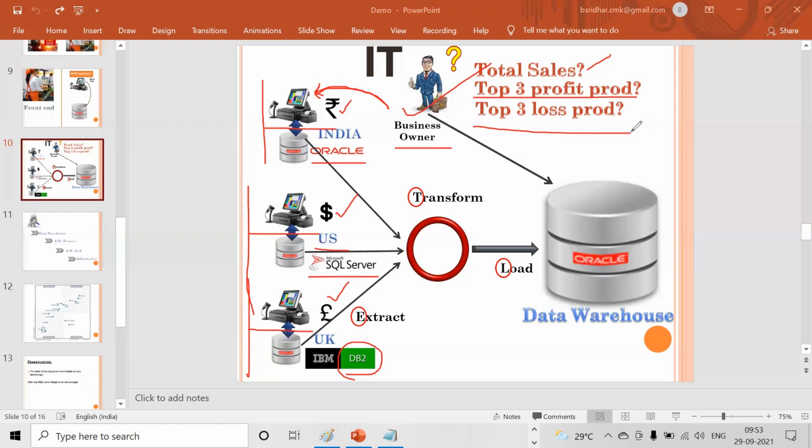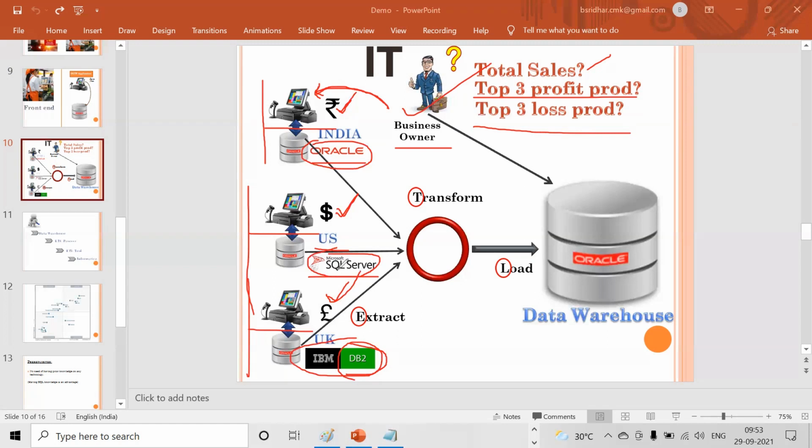Now, when the business owner got these questions, he started looking into the data. But the problem is, some portion of data is in Oracle, some portion of data is in SQL Server, some portion of data is in DB2, and currency wise also we have rupees, dollars, and pounds. So it is very tough to consolidate this data, to integrate this data and understand what is happening.